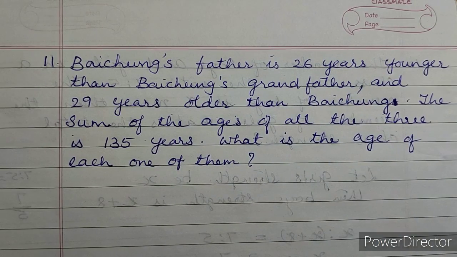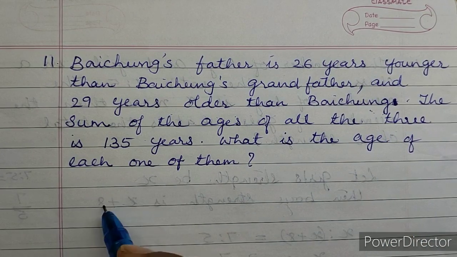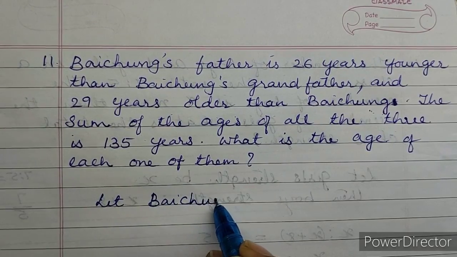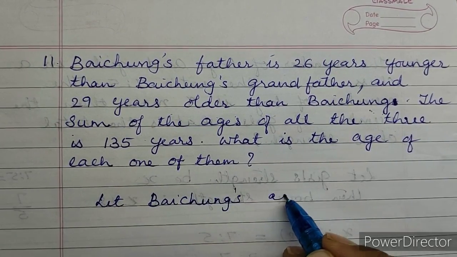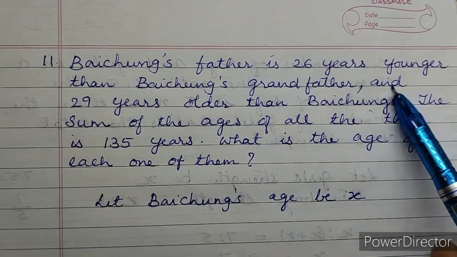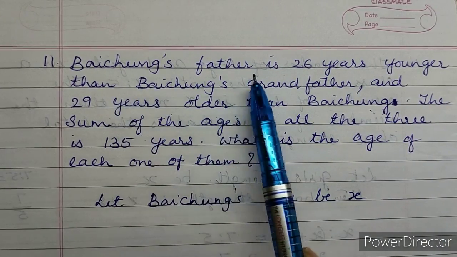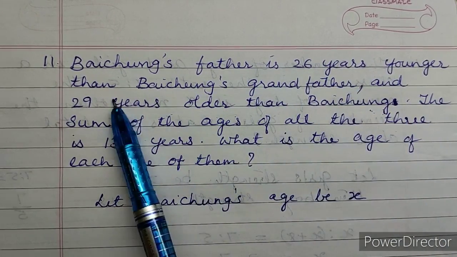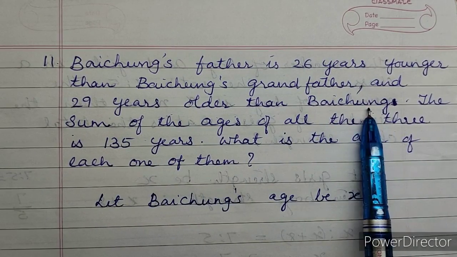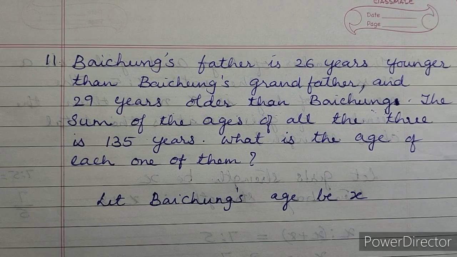So which is the unknown age? The unknown age is Baichung's age. So we have to start from there. Let Baichung's age be x. So 29 years older than Baichung. Who? Baichung's father is 26 years younger than Baichung's grandfather and 29 years older than Baichung. So that means Baichung's father is 29 years older than Baichung.